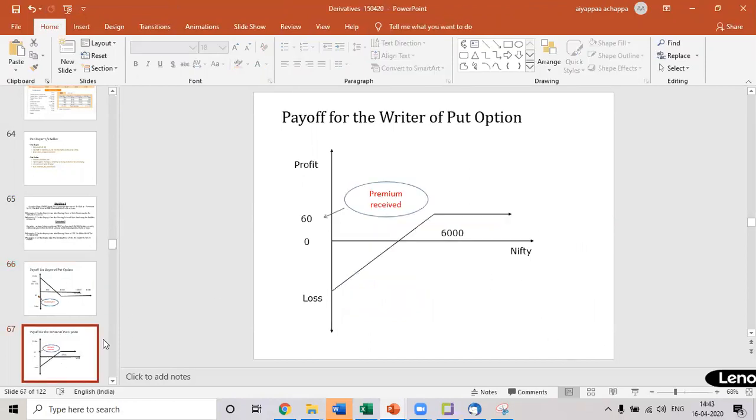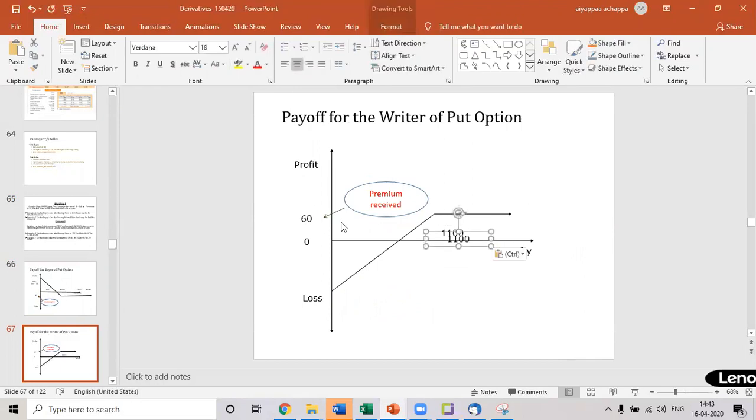For a writer, you can see here, assuming he has sold a Nifty 11,000 put and he has collected 60. Now the Nifty has come down to 9,000.